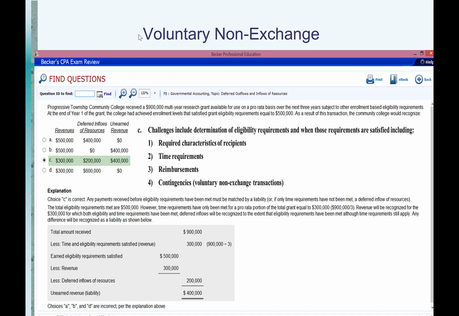And then the remaining what? The remaining 400,000 here, that's if you take the 900,000 minus the 500, the remaining 400,000 for which we haven't met eligibility nor time is a liability. We call that revenue collected in advance. Don't call it deferred revenue. It's revenue collected in advance. You only use the D word for what? For deferred inflows, right?